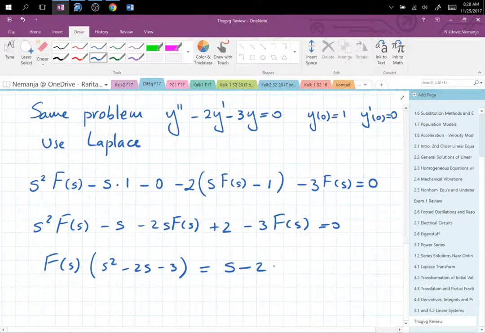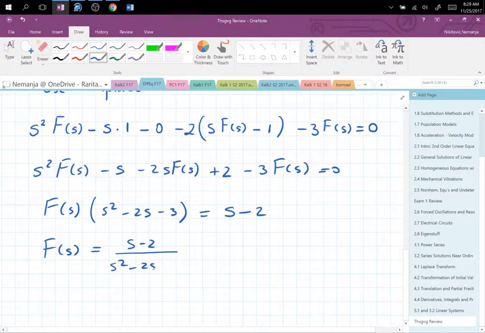So s and plus 2 are the only ones that don't have F of s. The s goes to the other side, becomes positive, and the 2 goes to the other side, becomes negative. So F of s is equal to s minus 2 divided by s squared minus 2s minus 3. So that was our equation. And actually, this is the solution, except this solution is now given in the frequency domain.